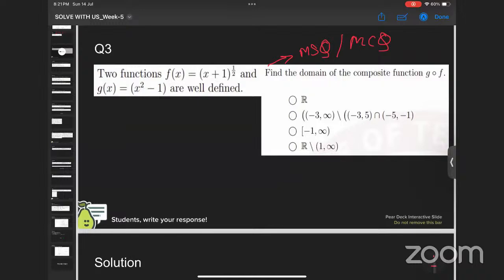So many of you are saying that it is A. We have so many answers. One is A, one is C. Okay.